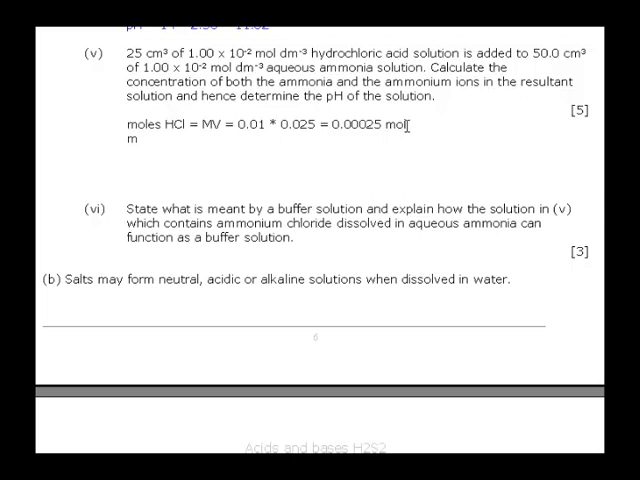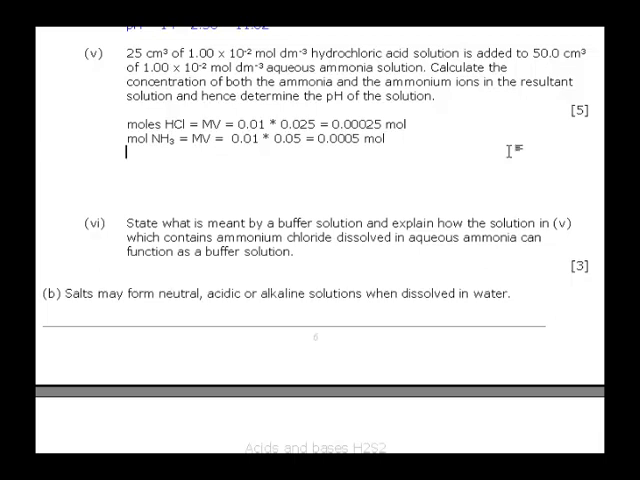Now we want to have a look at the moles of the ammonia. Moles of ammonia, again, molarity times volume. The molarity of the ammonia, we're told, is also 0.01. We must multiply this also by its volume, which is 0.05. And that comes to 0.0005 moles. Now hydrochloric acid reacts in a 1-to-1 ratio. It's a 1-to-1 reaction.